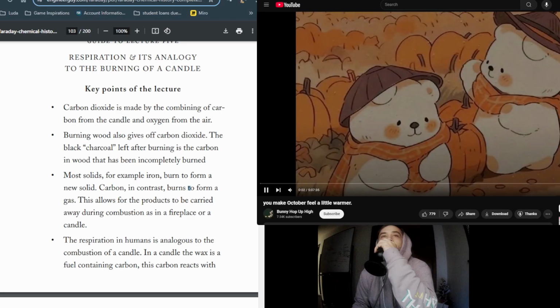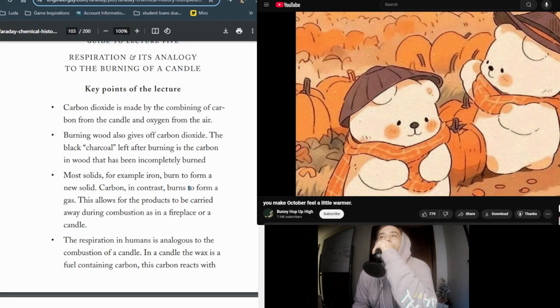The black charcoal. I like the panda. It's not panda, but it's just panda.